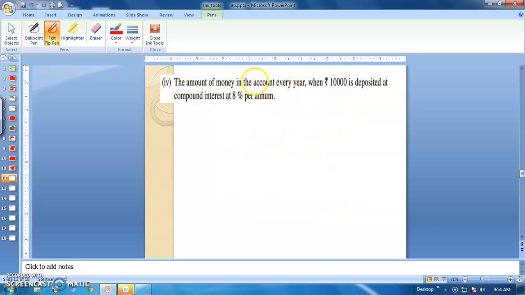The amount of money in the account: every year, rupees 10,000 is deposited at compound interest of 8% per annum. So now I have to check whether this situation forms an AP or not. What is the formula for compound interest? Compound interest equals P into 1 plus R by 100, whole to the power n. Now we are going to check whether this situation forms an AP or not.